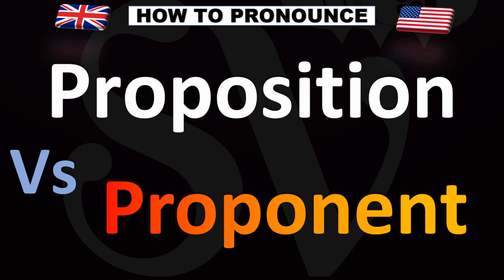The top word here is pronounced as proposition. Proposition. Stress on the second syllable. British English and American English pronunciations are similar. Proposition. The bottom word on your screen is proponent.